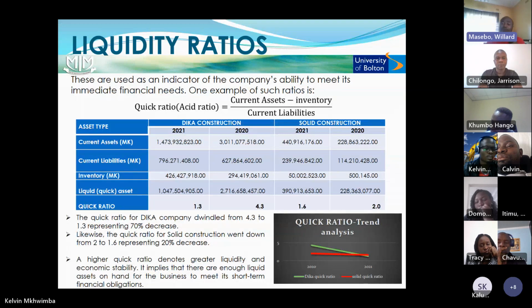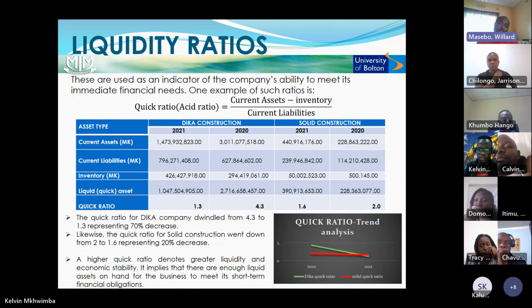Now, moving on to the actual analysis and the findings of the two companies, we see that the quick ratio for Diga Construction deteriorated from 4.3 to 1.3, representing a decrease of 70% thereabout. Similarly, for Solid Construction, we see that its quick ratio moved from 2 to 1.6, representing a decrease of 20%. We see that there is a decrease in terms of ratio, moving towards a lower value.